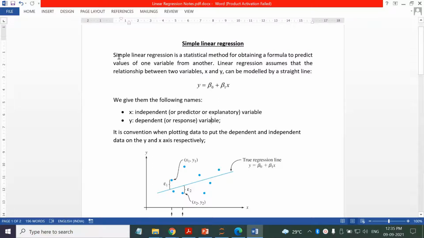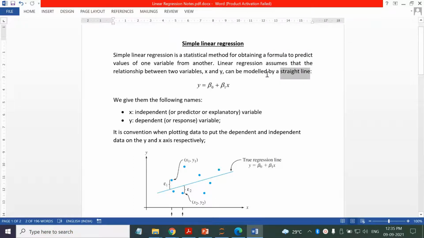So simple linear regression is a statistical method for obtaining a formula to predict values of one variable from another. Here we are predicting the value of y from x. Linear regression assumes that the relationship between two variables can be modeled by a straight line. So this is our assumption, and we are familiar with the straight line equation.